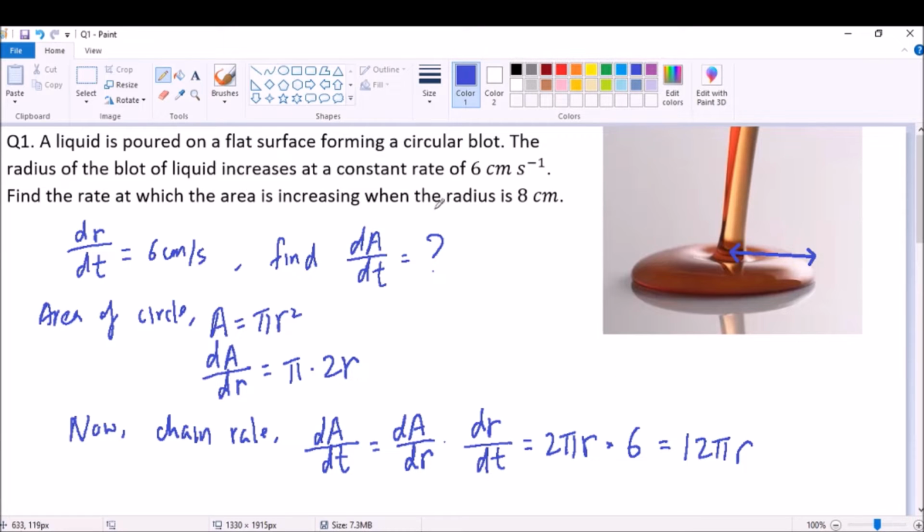Now, when the radius is 8 cm, when r equals 8 cm, we have the rate of increase of the area with respect to time equal to 12 pi, where r is 8 cm, so it becomes 96 pi. Area is cm squared, so cm squared, and the rate is divided by seconds. So this is the rate at which the area is increasing when the radius is 8 cm.